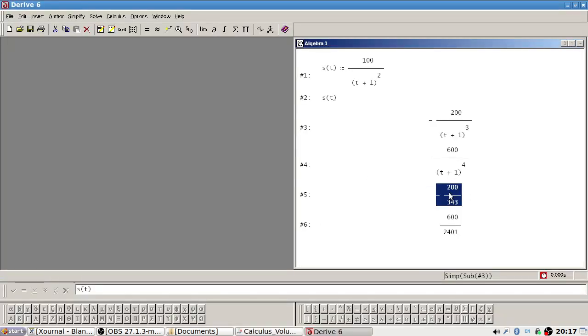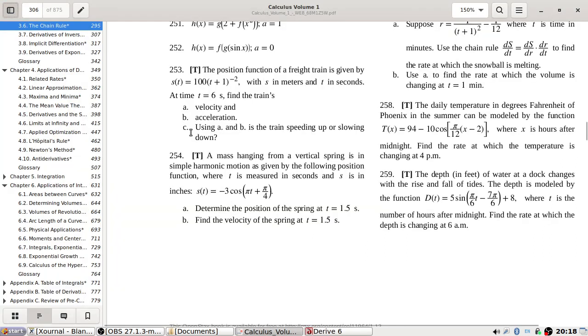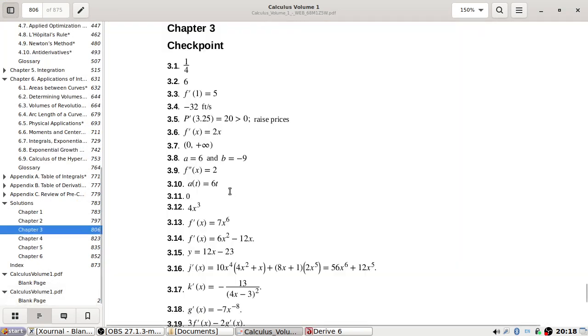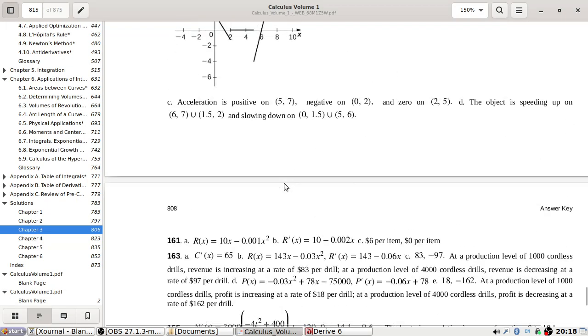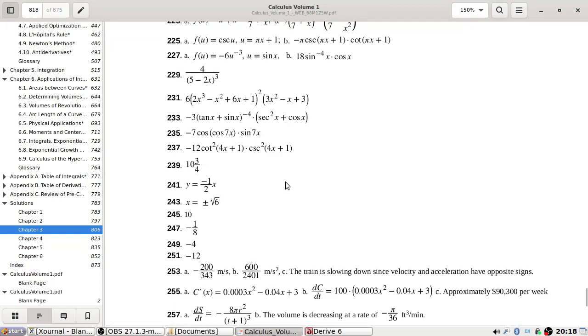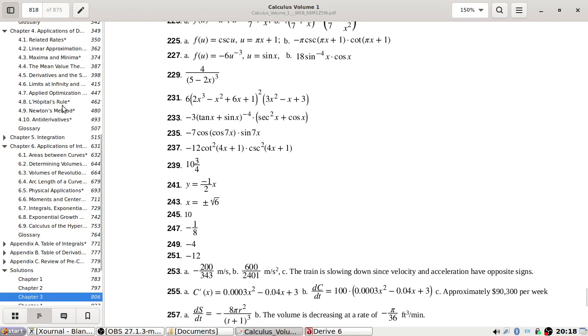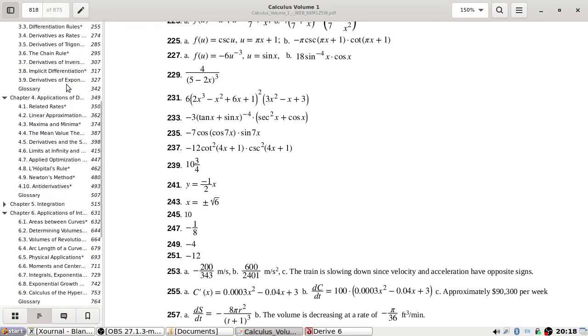So its velocity is negative. It's heading in reverse. But its acceleration is positive. So I guess that technically makes it slowing down, because it's heading in reverse, but its acceleration is in the forward direction. Okay, all right. And we actually would have an answer at the back for 253. Should kind of bookmark these. Okay, super.